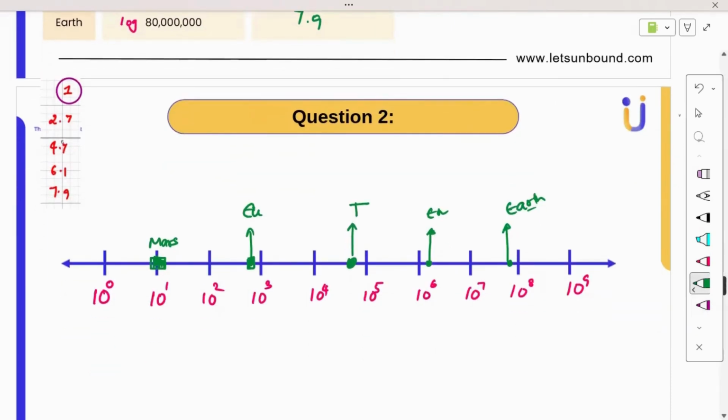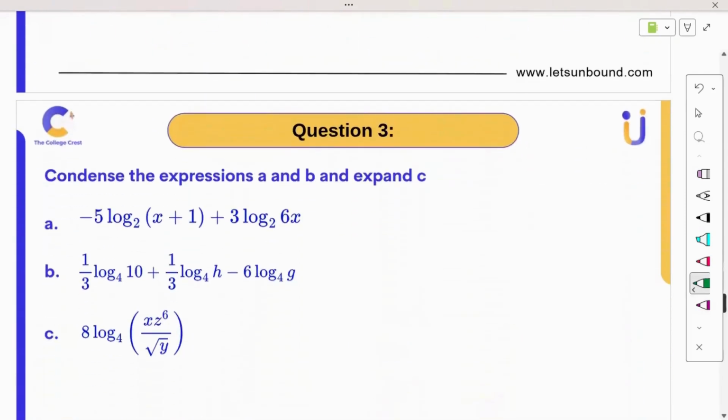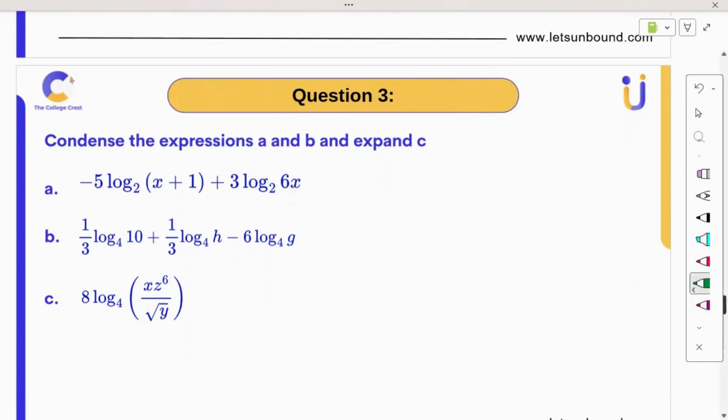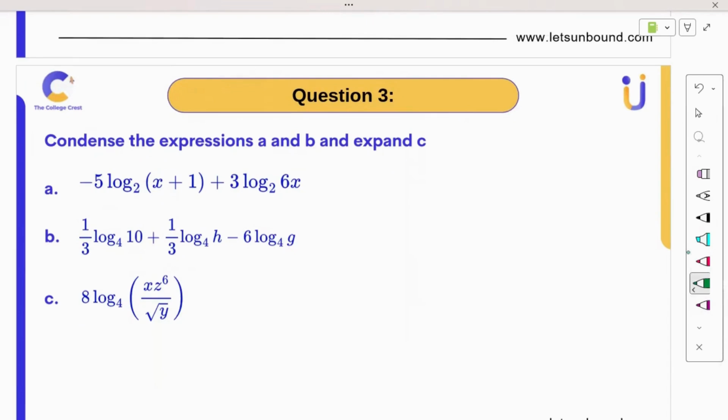It's easy to compare how many times the bacteria count of one planet is that of the other. In this case, the logarithmic scale will help us. Okay. Now, last question: condense the expressions A and B and expand the expression C. So this is expanded, we will make it simpler. The last one is a single log, we will make it bigger, like we will expand that. So let's solve one by one.